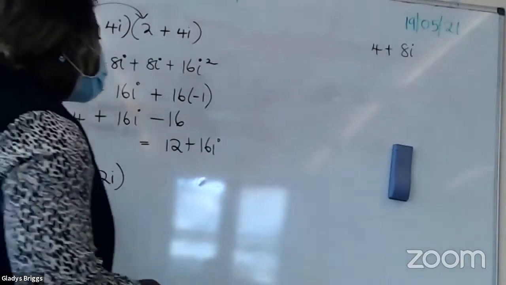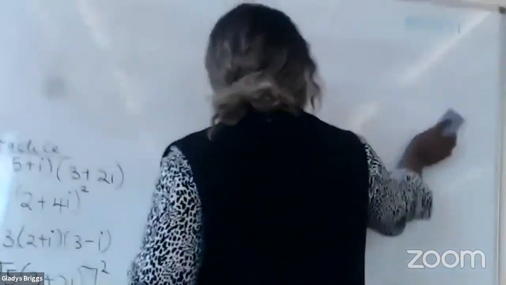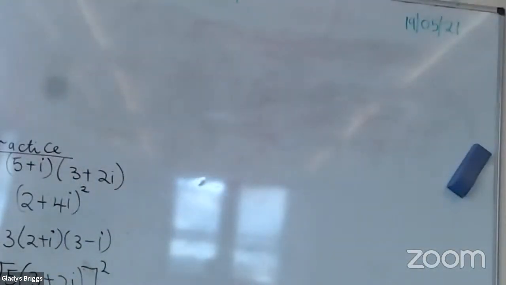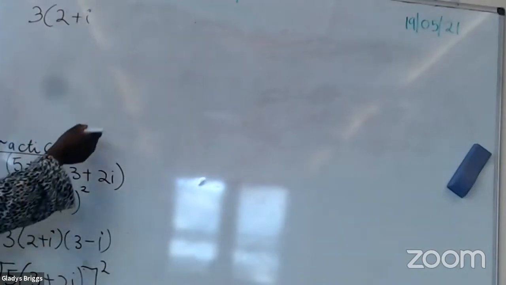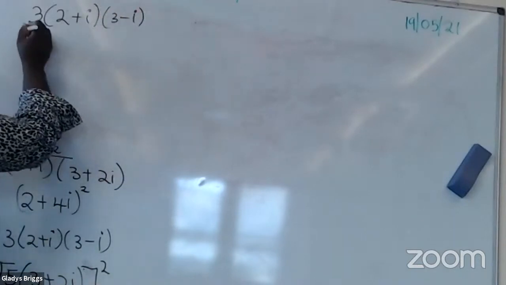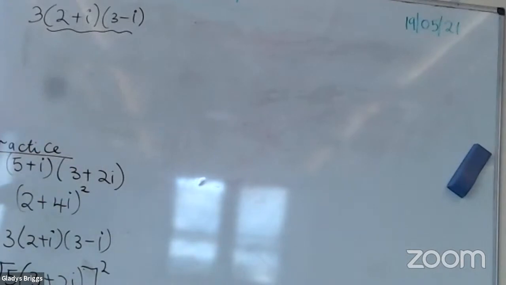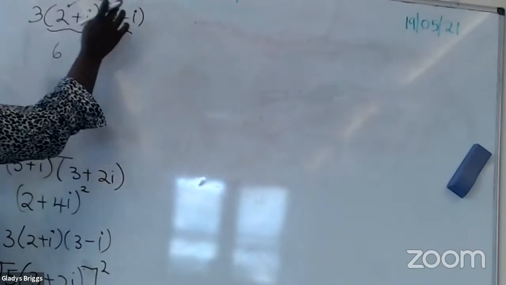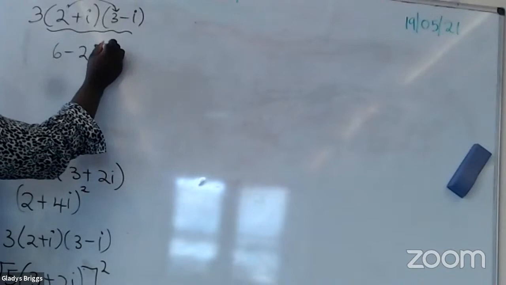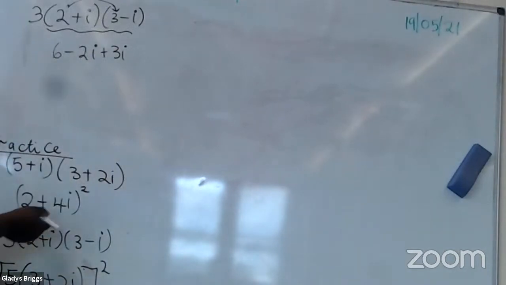Okay, so how about the next one? Next one is 3 times 2 plus i times 3 minus i. I'm going to leave that 3 where it is, and I'm going to deal with these 2 first. I'm going to leave this one and deal with those 2 guys first. And then when I finish dealing with them, I can apply the 3 to it. So 2 times 3 is 6. 2 times negative i is negative 2i. 3 times i is 3i. And i times negative i is what? Negative i squared.